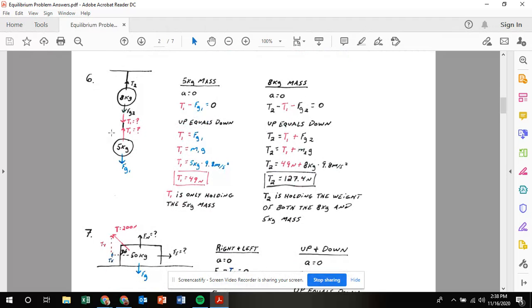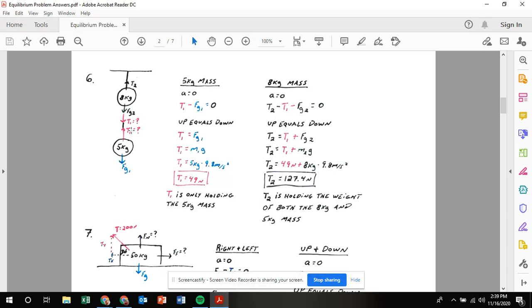Number 6, let's just take a look at the 5 kilogram mass here. Don't even worry about anything above it. This rope right here does not know that it's hanging from another weight. It could be hanging from the ceiling. It doesn't know and it does not care. So this tension here has to hold up all of this weight, which is why for the 5 kilogram mass, the tension up equals the weight of just that 5 kilogram block. It does not matter what's happening above it.